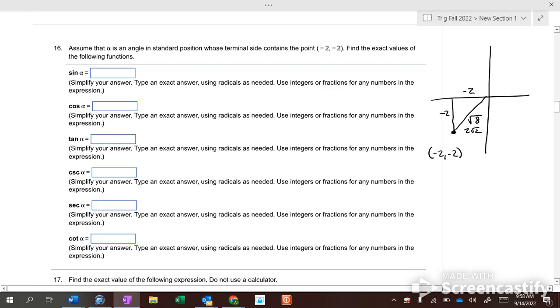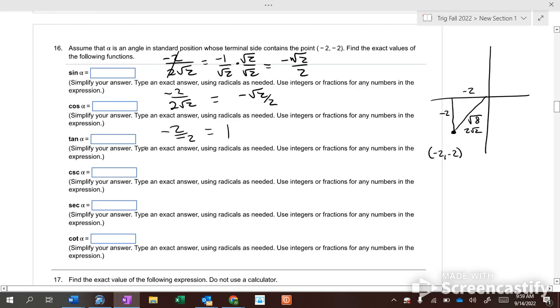Okay? So the sine function is opposite over hypotenuse, -2 over 2 square root of 2. The 2's cancel, which is -1 over square root of 2. Can't leave square root of 2 on the bottom. So you get negative square root of 2 over 2. Cosine is -2 over 2 square root of 2, which is the exact same as that. So we know it's negative square root of 2 over 2. Tangent, opposite over adjacent. What's -2 divided by -2? 1.